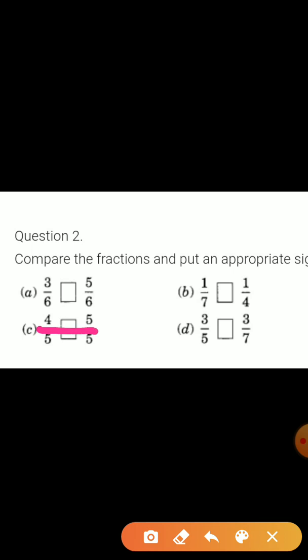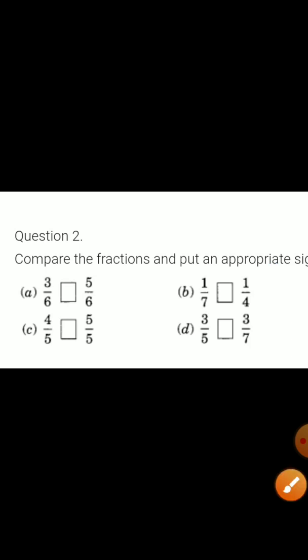Here the numerators are 4 and 5. Since 4 is less than 5, we can say that fraction 4 by 5 is less than 5 by 5. Now coming to this side. Which kind of fractions are they? They are unlike fractions because they have different denominators. But their numerators are the same, right?